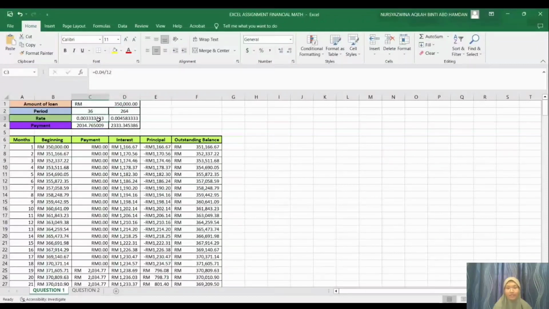The same goes for the rate. I divided 4% by 12 because it is stated monthly, and 5.5% is also divided by 12.